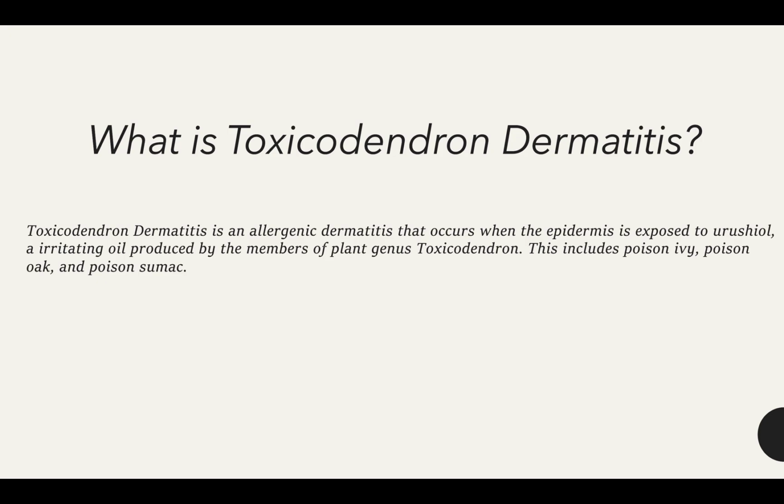So what is Toxicodendron dermatitis? Essentially, it's an allergenic dermatitis that occurs when the epidermis is exposed to urushiol oil, which is an irritating oil that is produced by the members of the plant genus Toxicodendron. This includes poison ivy, poison oak, and poison sumac. It's kind of like an itchy rash.